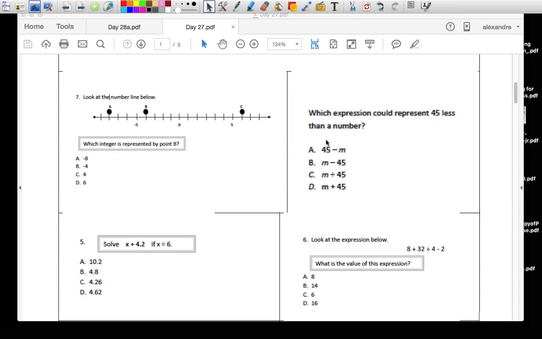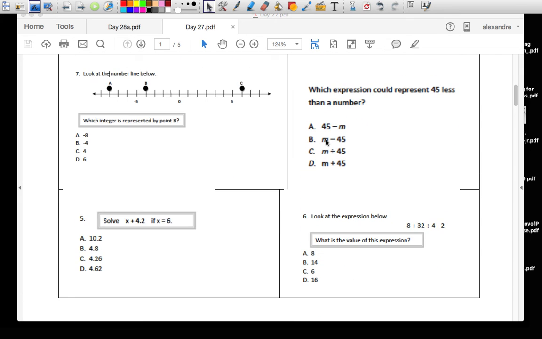So I guess these ones are just random questions that I got from previous tests, state tests from other states too. So look at the number line below where integers are represented by B. Well, let's locate 0. Locating 0 is always the best. So this is my starting point. This would be 1, 2, 3, 4, 5.